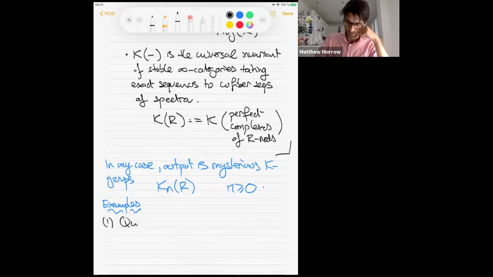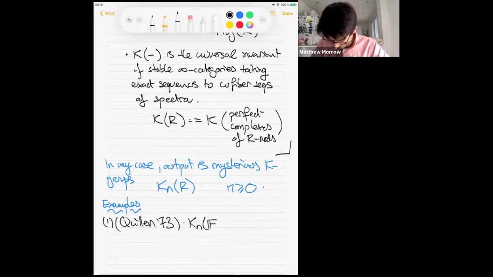So Quillen, in '73, did one of the very, very few, maybe it's still the only, complete calculations of K groups that we have, which is the case of a finite field.